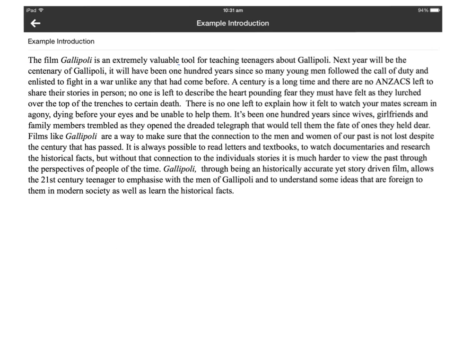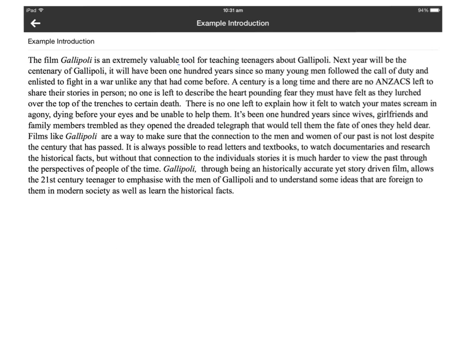There is no one left to explain how it felt to watch your mates scream in agony, dying before your eyes, and be unable to help them. It's been 100 years since wives, girlfriends, and family members trembled as they opened the dreaded telegraph that would tell them the fate of the ones they held dear. Films like Gallipoli are a way to make sure that the connection to the men and women of our past is not lost, despite the century that has passed.